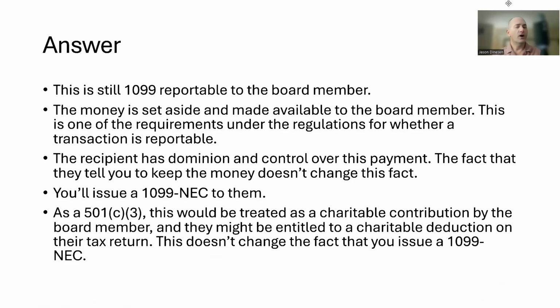Now, part of the question was, we're a 501(c)(3), so is this a charitable contribution? The answer is yes, it would be a charitable contribution, but it's also still 1099able income to that board member. They'll have income, and then they might be able to take a deduction for a charitable contribution, but that doesn't change the fact that you issue a 1099 NEC.